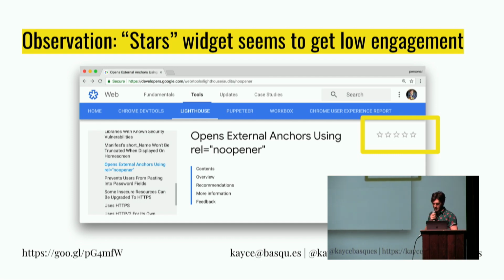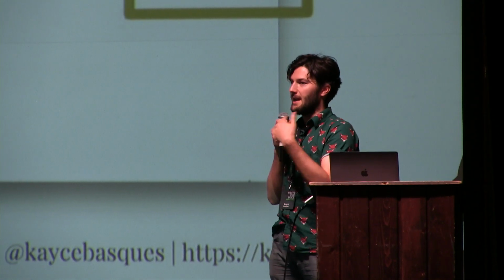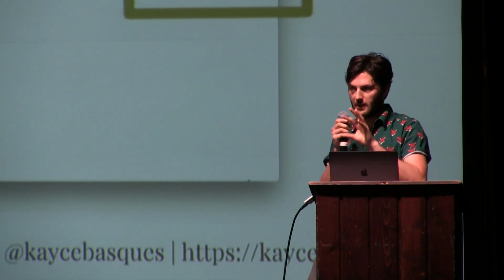In our docs, we have these little stars widgets, and my observation is that they seem to get low engagement. I'm a little biased. I want every user to give me feedback. I think our incentives can align if they understand that I actually use the data and act on it, then they'll be willing and happy to help me make the docs better. But we have to experiment to figure out how to get there.